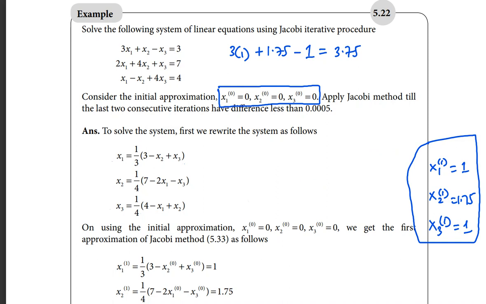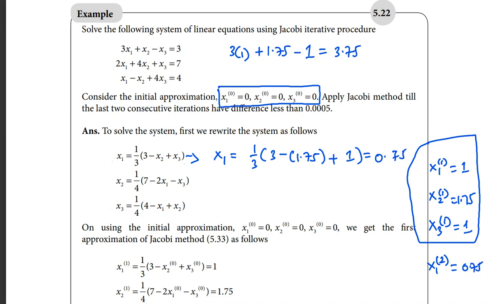Okay, so now let's continue. We are going to iterate again. So now we have x1 to be 1, x2 to be 1.75, and x3 to be 1. Let's come back to this equation. We are going to have x1 equal to 1 over 3 multiplying 3 minus x2. Our new x2 is 1.75, and our x3 is now 1. So you're going to have 1 over 3 multiplying 3 minus 1.75 plus 1. This will give us a value of 0.75. So that would be the second approximation for x1, which is 0.75.